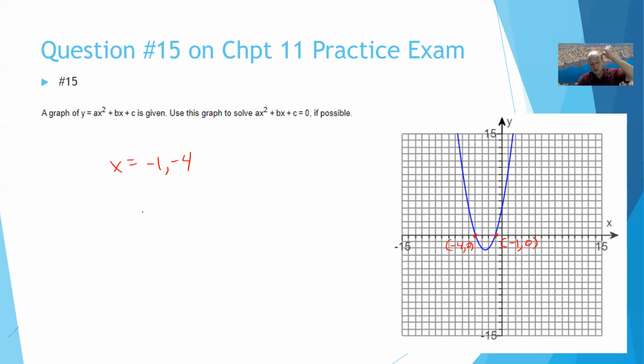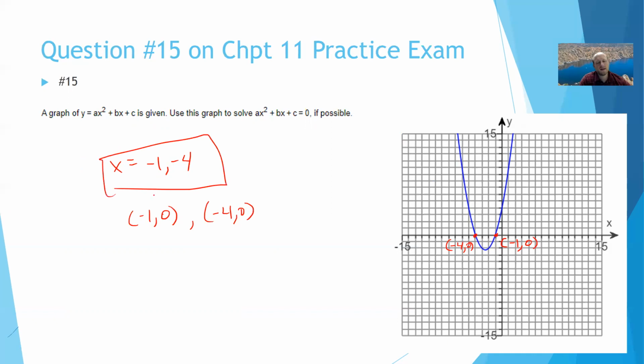I don't remember what the directions say on this, but you could also write those as ordered pairs, so -1, 0, and then -4, 0. I think this is the form that they want, but just in case.